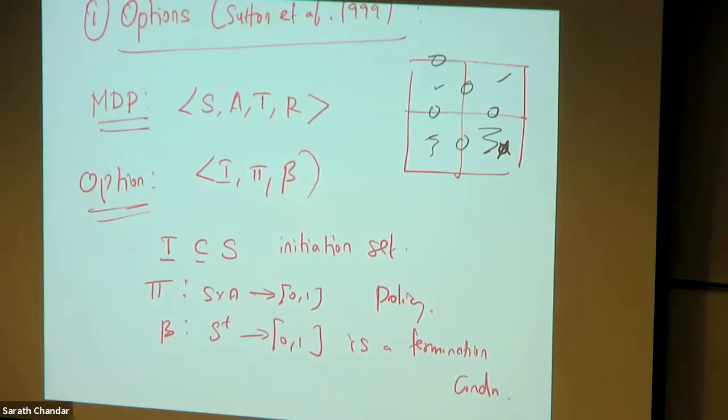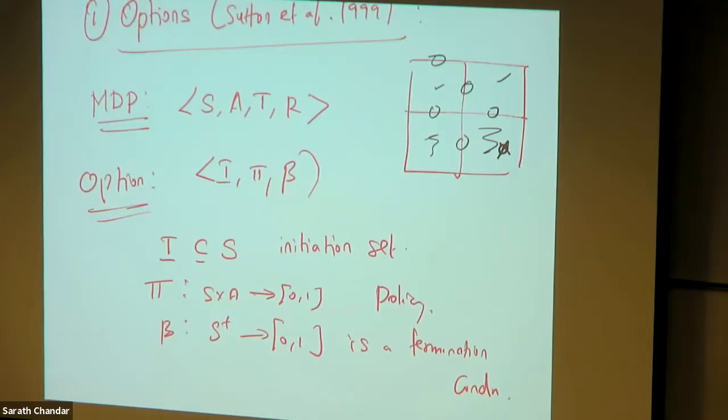The way in which I'm going to execute this option is, let us say I reach a state and I want to take this option. I will start the option and start following the policy. The policy will tell me to take this action, and I reach a state where beta is equal to 1. It means that it is time for the option to terminate. Then you will give the control back to the higher level reinforcement learning agent. Is that clear? Is the output of beta binary or is it an interval?